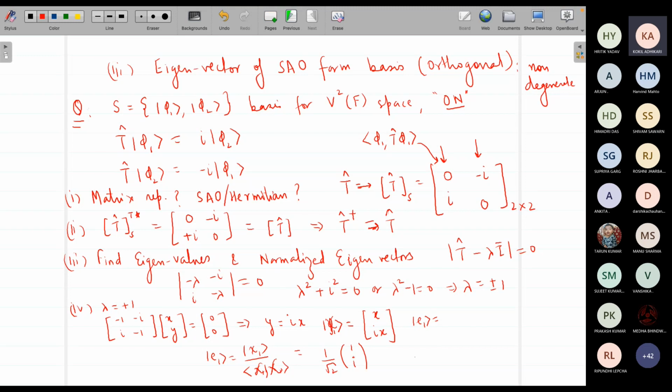Except for the fact that I can still multiply it by a phase factor, remember, right? The results of everything you are going to do with respect to the norms or the inner products will still remain the same. This vector remains unique, 1 over root 2, 1 I. That is one good thing about doing the normalization. Okay, so do the same thing for lambda is equal to minus 1 and give the result.